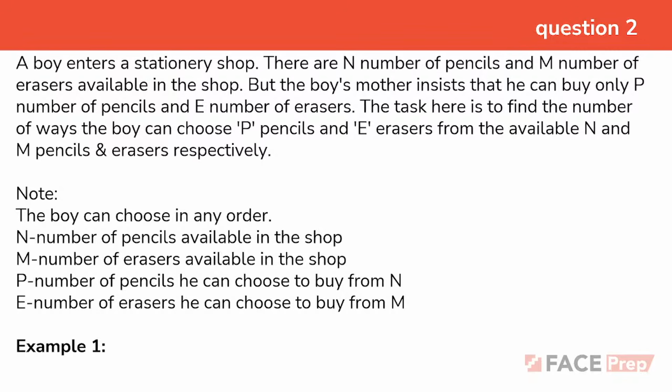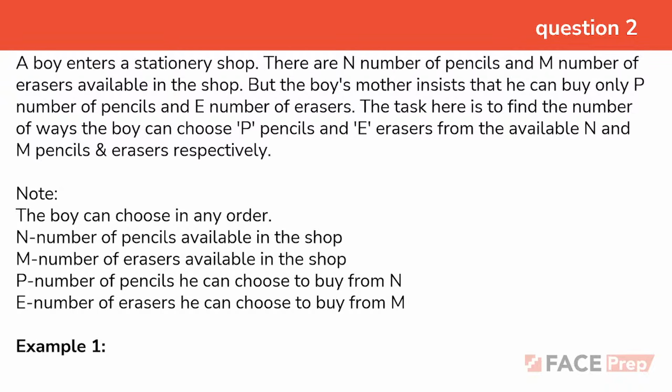The question is very simple. One boy went to the stationery shop, right? In that shop, there are N number of pencils and M number of erasers available. And the boy's mother insists: you can buy only P number of pencils and E number of erasers. Available N and M we have, but the boy needs to buy only P pencils and E erasers from that. The task here is to find out the number of ways the boy can choose P pencils and E erasers from the available N and M pencils and erasers respectively.